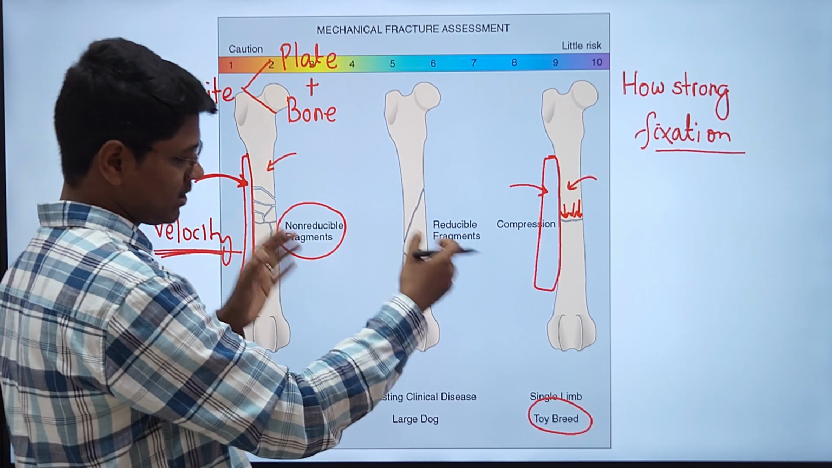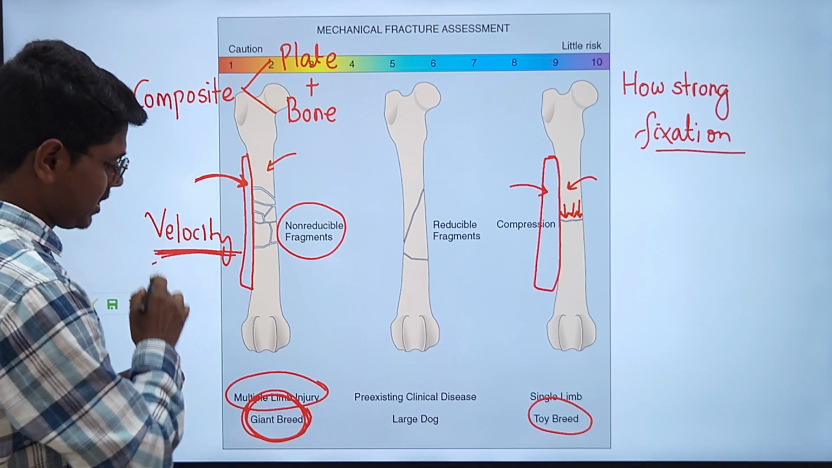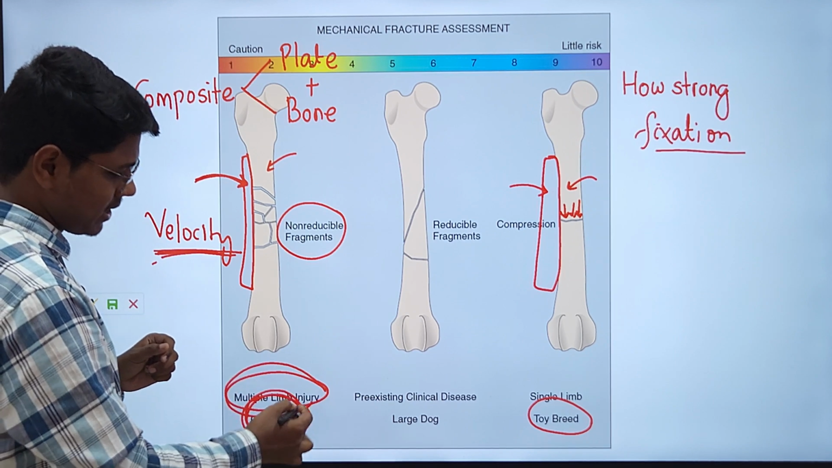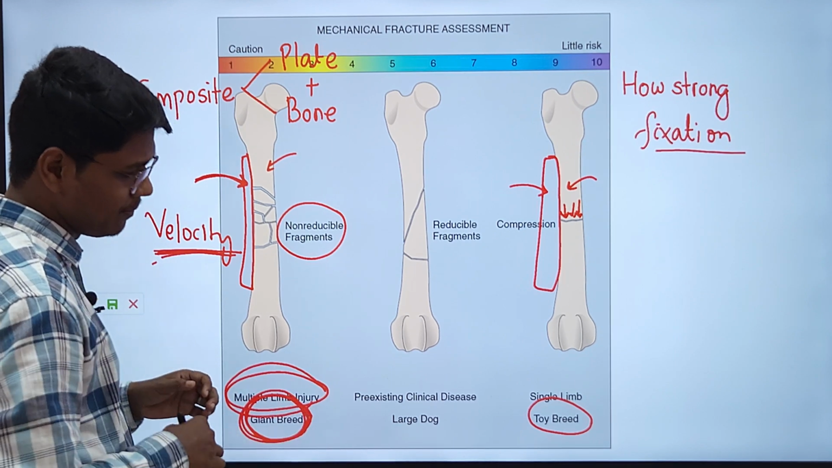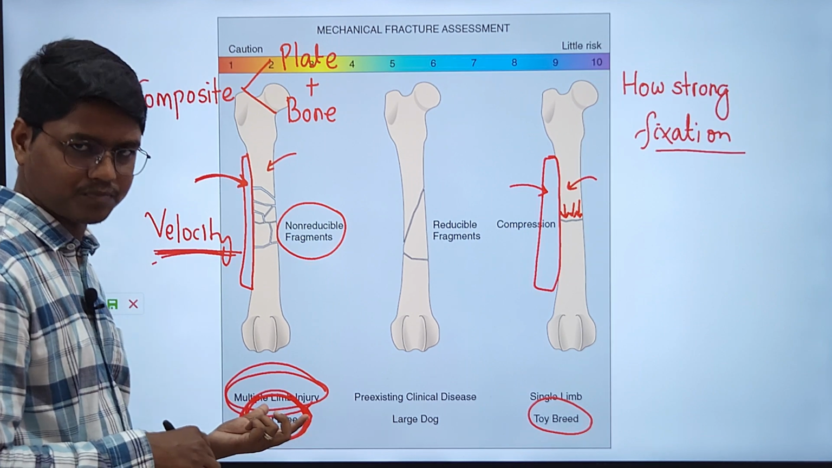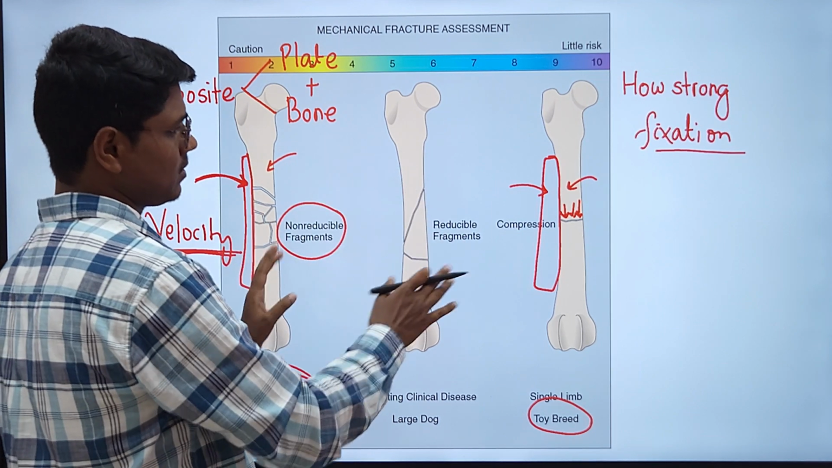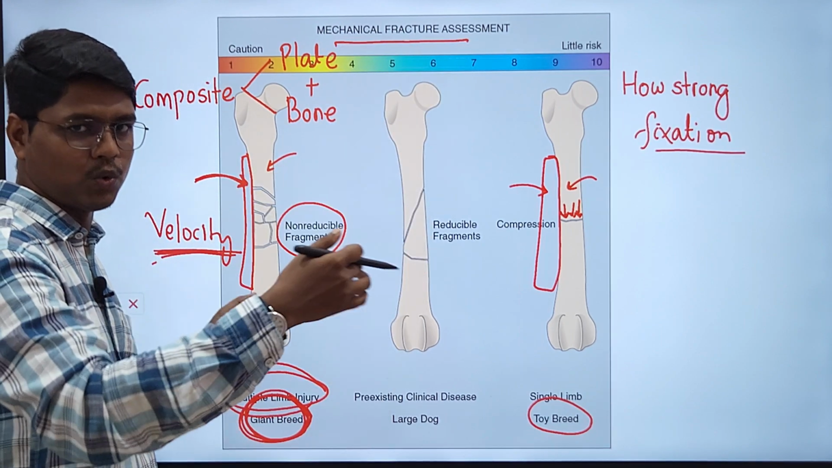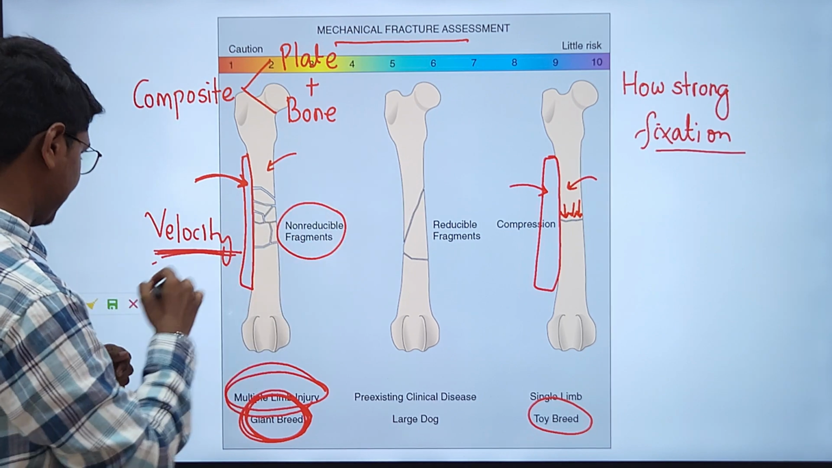The rigidity of this fixation system will be different. So on these three parameters, the velocity of fracture, simply what is the fracture type, how many limbs are injured, and also the breed or patient size, these things will constitute the mechanical fracture assessment score, okay, from 1 to 10.